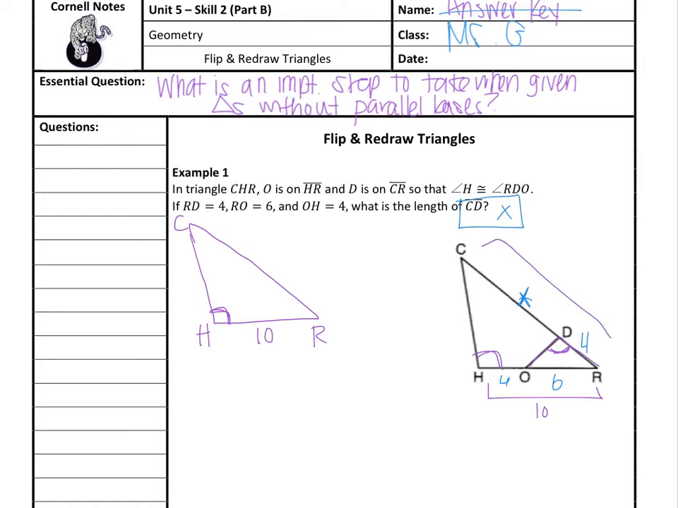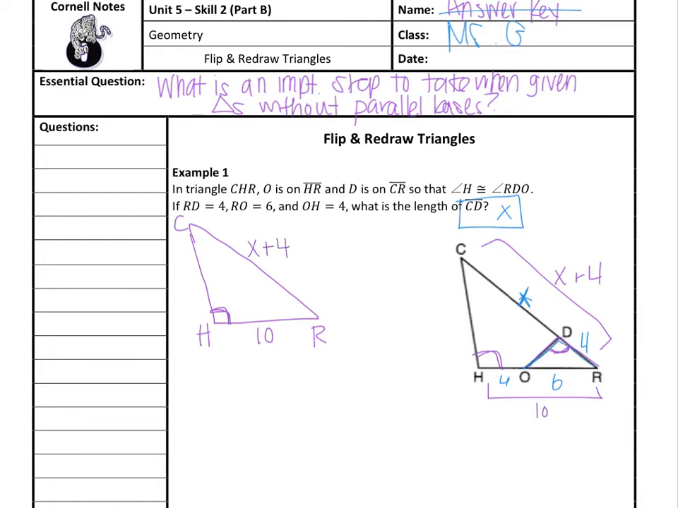And CR in total is not 4x. Don't write 4x on your paper. It's x plus 4, or 4 plus x. Just like you had to add 6 and 4 to make 10, you have to add x and 4 to make x plus 4. So here I have x plus 4.